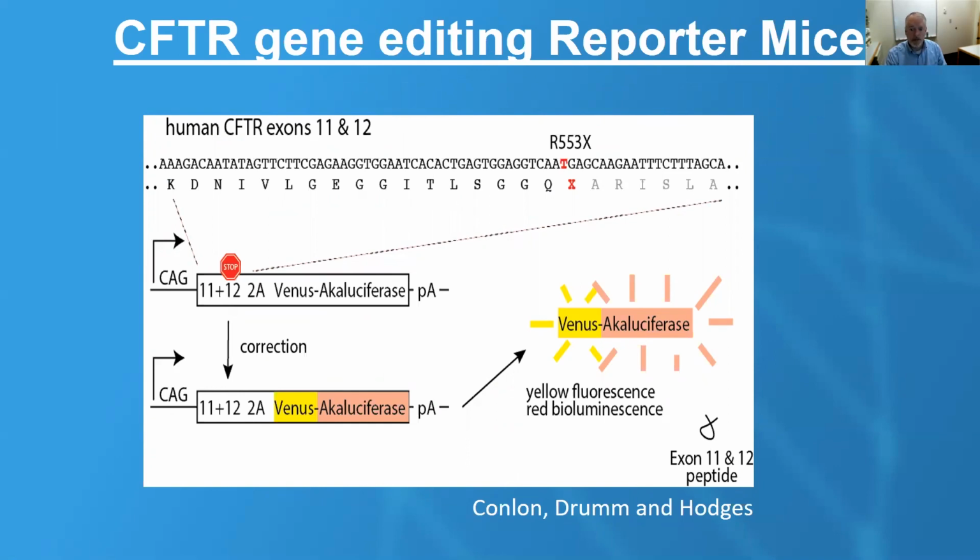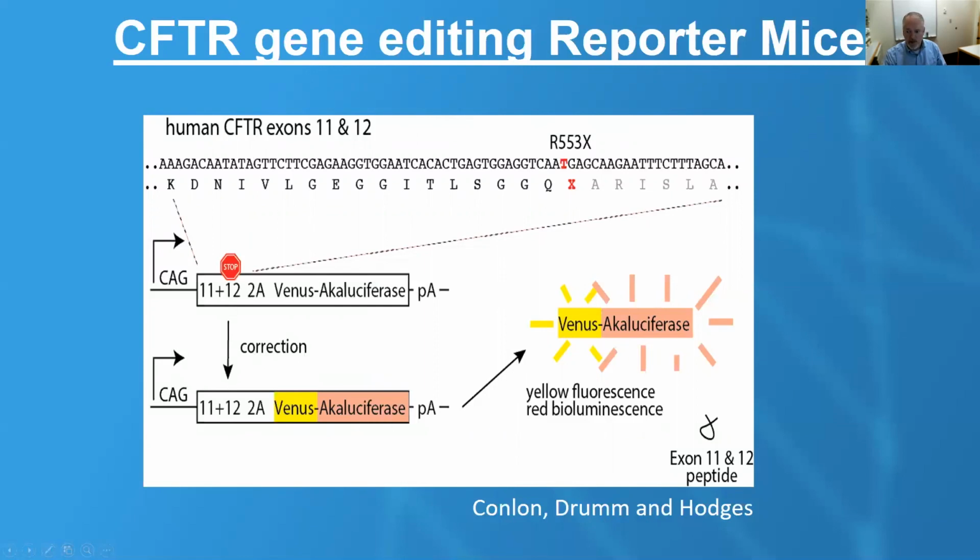In this mouse, we have inserted human exon 11 and 12 sequence that's constitutively expressed throughout the mouse. We have inserted a nonsense mutation, in this case R553X. The idea is that if the mutation is corrected by gene editing or even read-through, you would get expression of a fluorescence gene, mVenus, shown here in yellow, and a luminescence gene, AkaLuciferase, shown here in red.